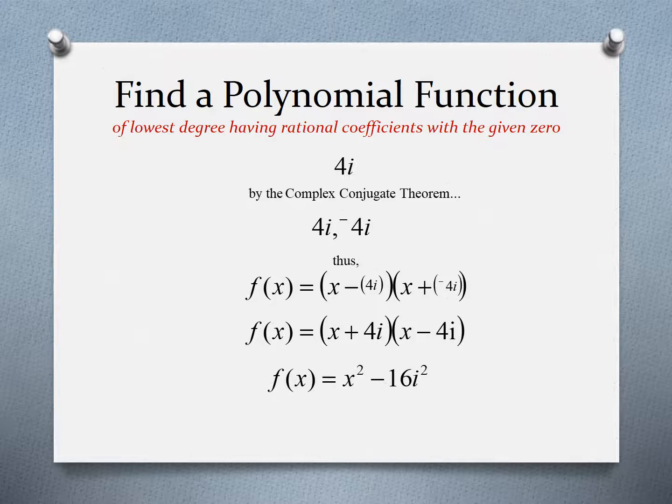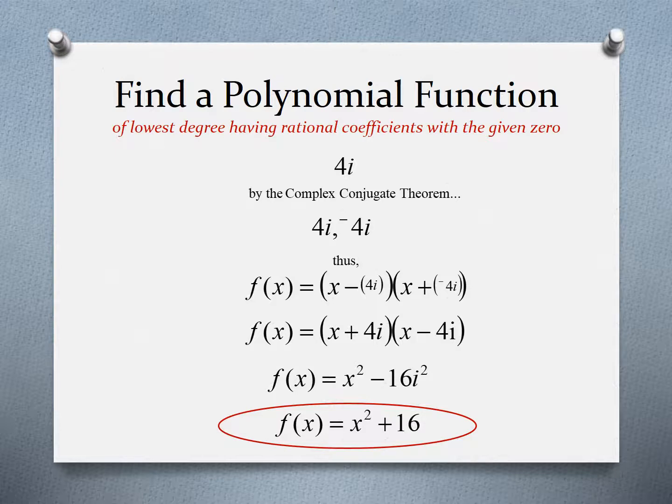difference of perfect squares, and then just go ahead and write that as x squared minus 16i squared. And then note that i squared, of course, is the same as negative 1, so we really have x squared plus 16. Now, notice in the original problem, we're asked to find the polynomial function of lowest degree.